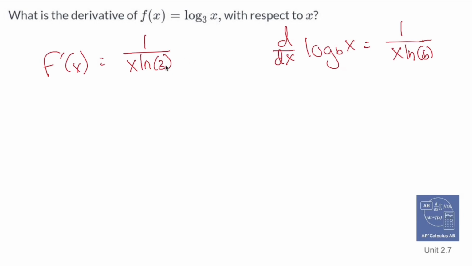Now, if I wanted to, I could throw ln of 3 into a calculator and get some gross, terrible number that I really don't care about, but we're going to leave it like that. So this is a very straightforward problem. You just have to have this memorized, and keep in mind that if this was log of x, that would be an invisible 10, but other than that, this is just following the rules. So there's your derivative of a log.